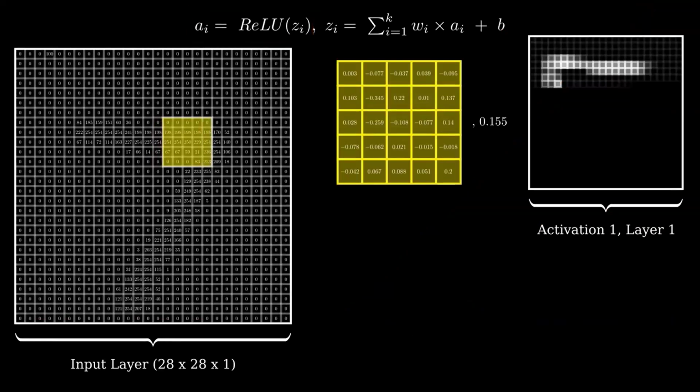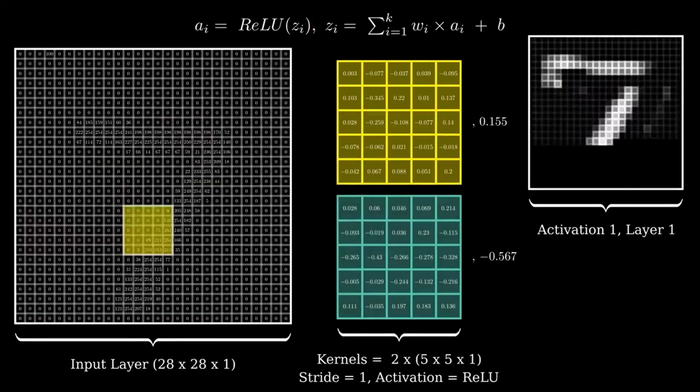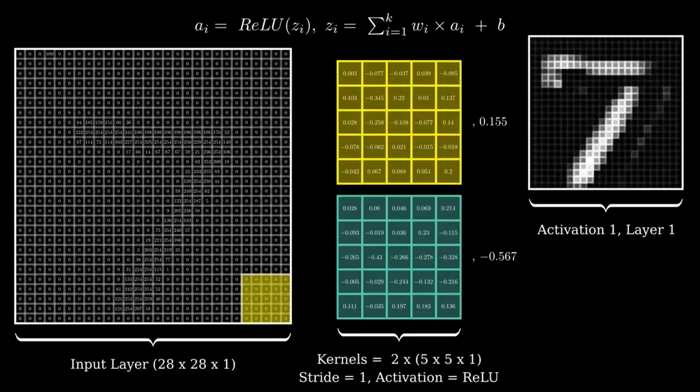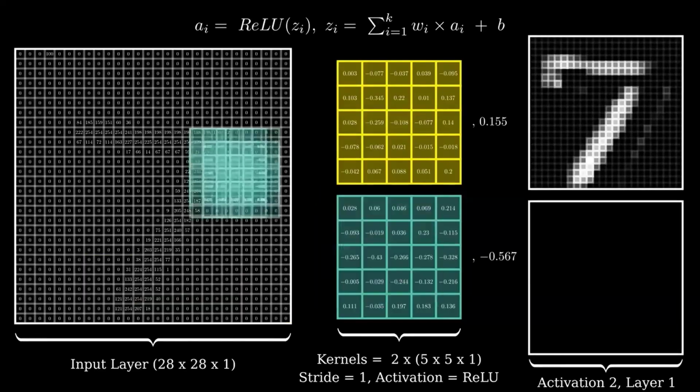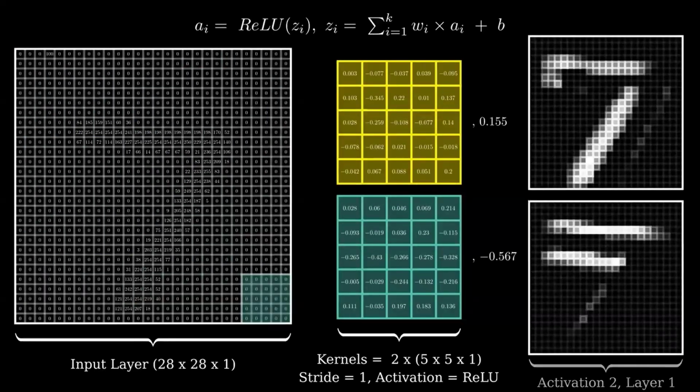We then slide the kernel one step to the right and repeat the process. Doing this for the whole image will give us the final activation layer from the first filter. Then we'll do the exact same thing for the second filter and move on to the pooling layer. As you can see, the first convolution outputted 2 images, or matrices.